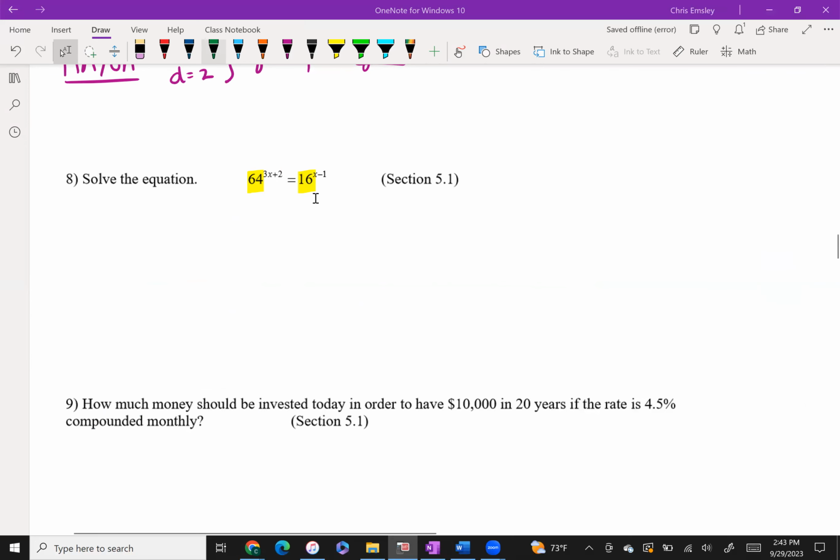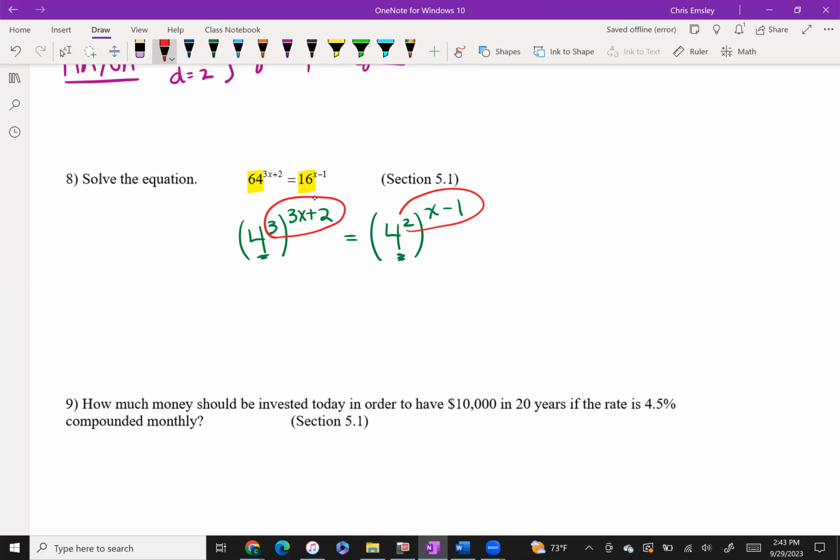So that means I'm going to rewrite this. 64 is the equivalent of 4 cubed, but 64 has an exponent on it, so I need to keep that exponent, 3x plus 2. And 16 is equivalent to 4 squared, but the 16 has an exponent on it, so I need to keep that also, x minus 1. The reason this is a good step is because now that we have these matching bases, we can just set the exponents equal to each other because exponential functions are one-to-one functions. So what we really need to solve, think about it this way, 4 to some power has to equal 4 to some power, so those powers have to be equal to each other.